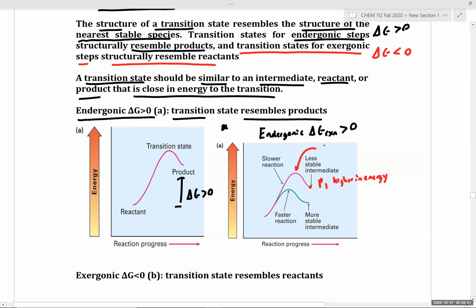Product 1 is directly related to transition state number 1. Now, following the Hammond postulate, the transition state resembles the closest energy reactant or product. Since this is an endergonic reaction, our transition state resembles our products. So it resembles product 1, and as a result, transition state number 1 is higher in energy.